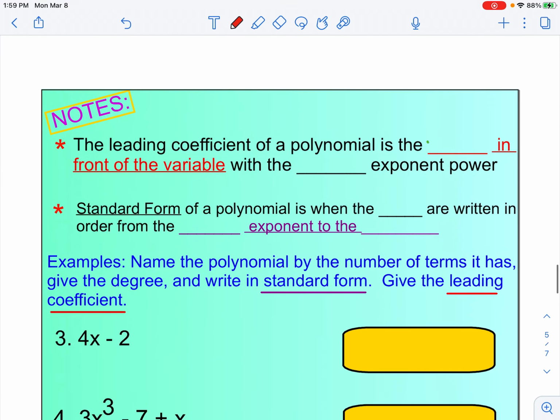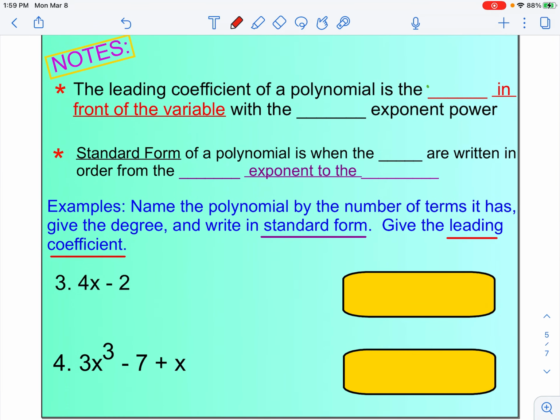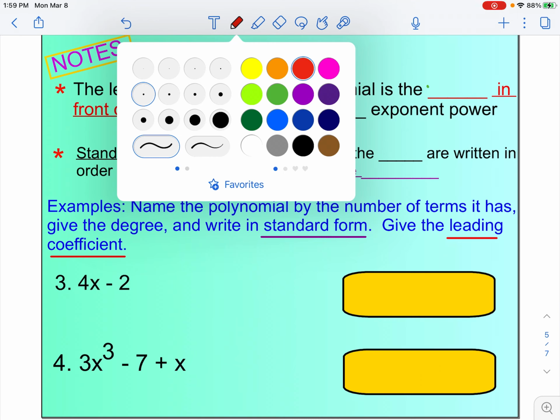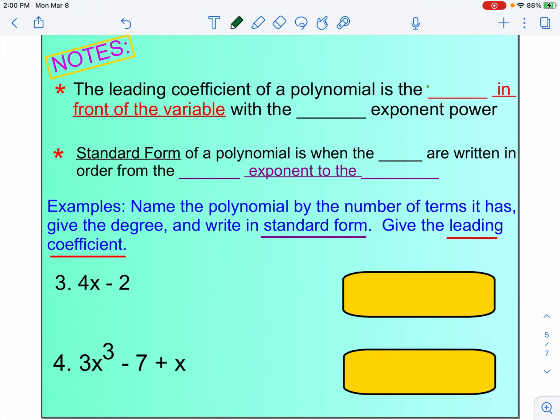All right, we have a little bit more to talk about as far as terminology and defining and classifying polynomials. And the next thing we're going to talk about is the leading coefficient. So the leading coefficient of a polynomial is the number that's in front of the variable with the highest exponent power. Okay, so the leading coefficient is going to be the number that's in front of the highest exponent power.